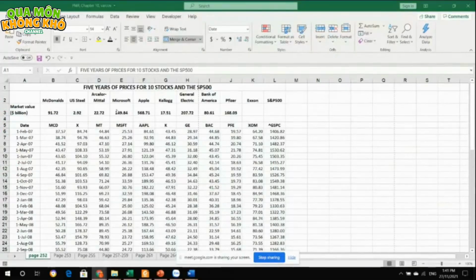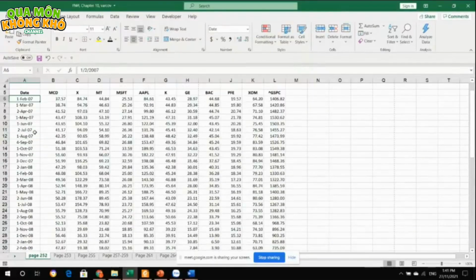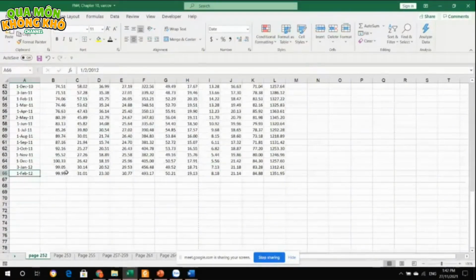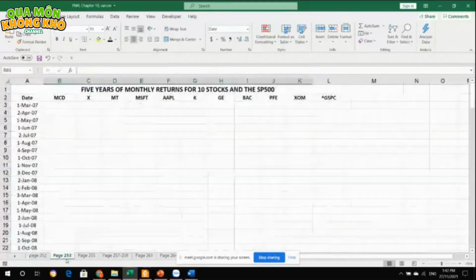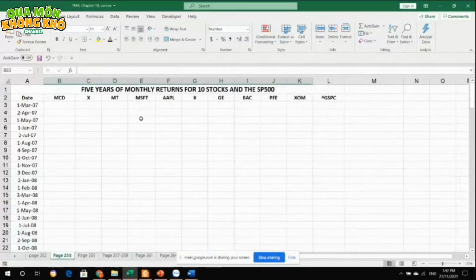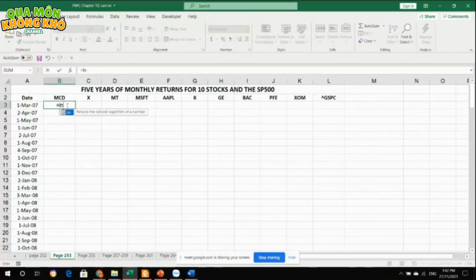Yes. Yep. In this sheet, we have the prices of 10 stocks and the index of S&P 500, and we have 60 periods equal to 5 years between 1 February 2007 to 1 February 2012. Now we will calculate the return of the stocks by using the function ln.